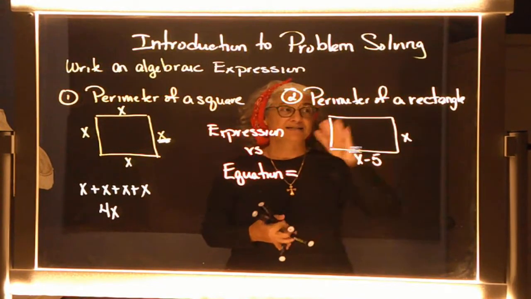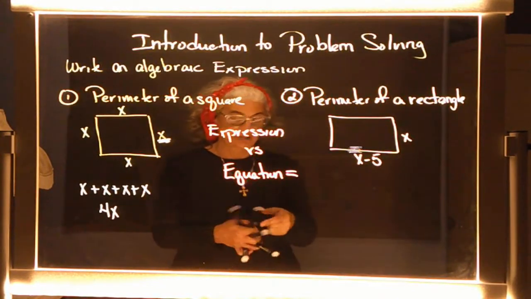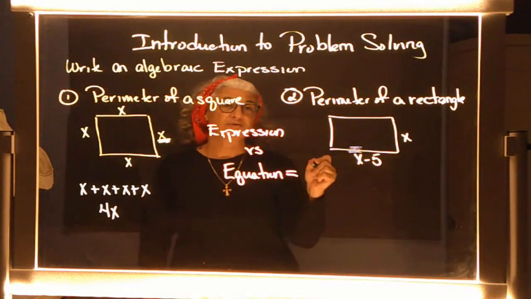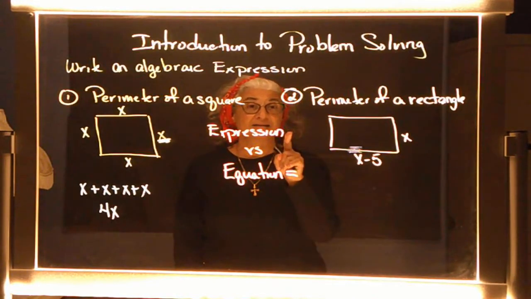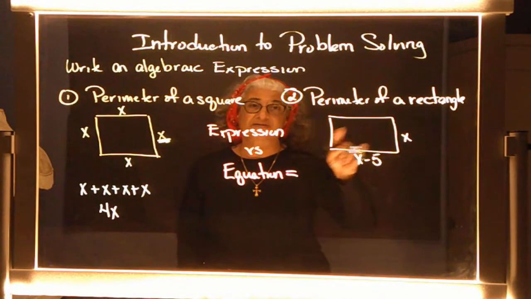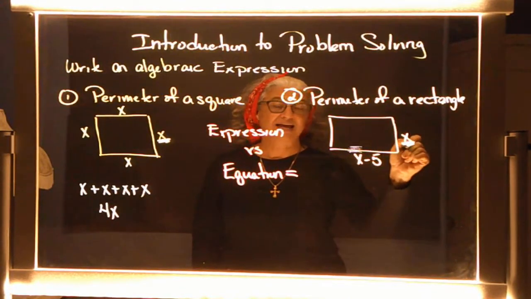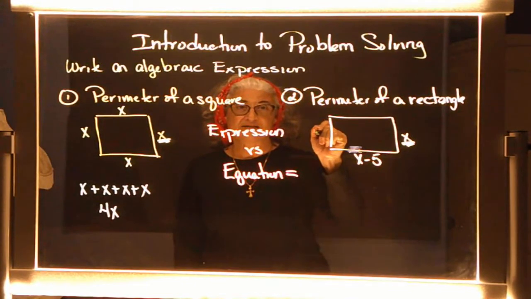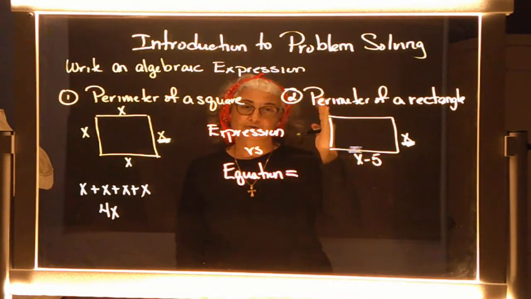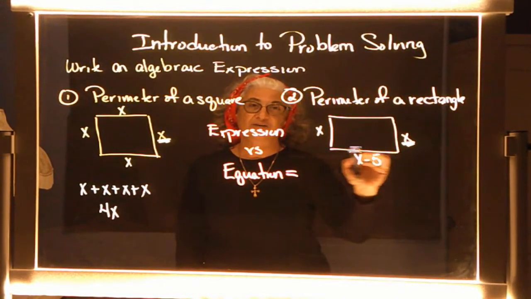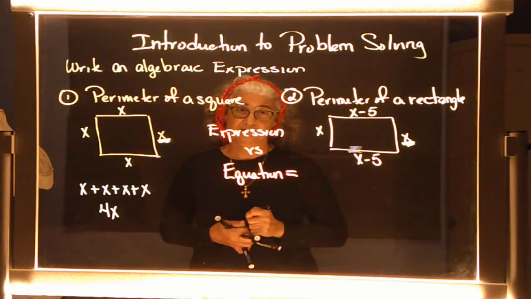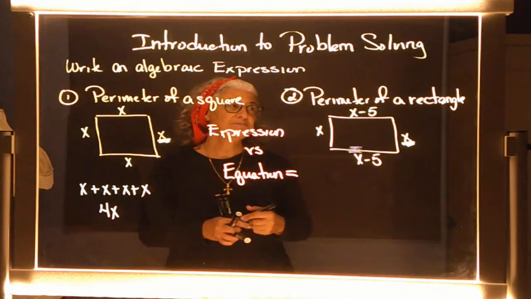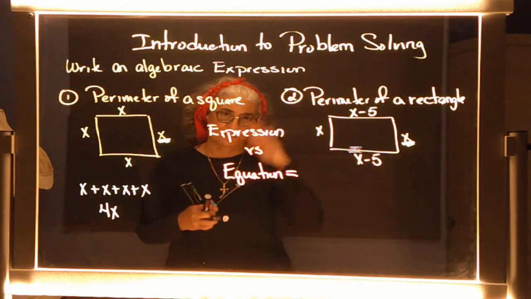Number 2 is asking us to find the perimeter of the rectangle. They want us to write the expression. Well, what do you know about a rectangle? Yeah, not all sides are the same, but the opposite sides, the parallel sides, are the same. So if this side is x, the side opposite it, the other vertical side, would also be x, wouldn't it? And this horizontal side is x minus 5, which means the other horizontal side would also be x minus 5, wouldn't it? Okay, so perimeter again means add all the sides.